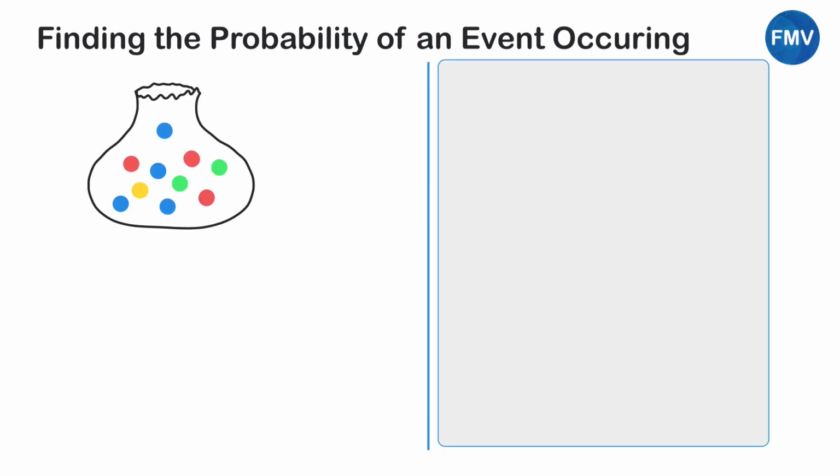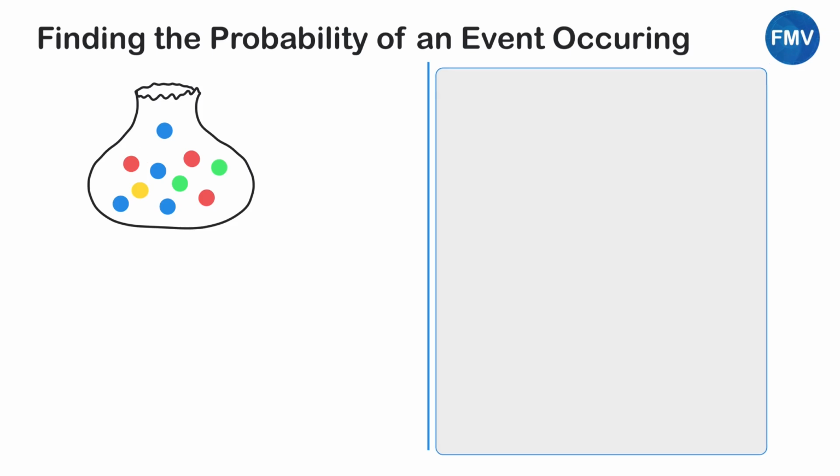So let's look at a different question. So in this question here, first of all, we've got a bag, and in that bag, we've got one, two, three, four blue discs, and we've got two green, three red, and one yellow. So let's just see, first of all, how many discs in total. 1, 2, 3, 4, 5, 6, 7, 8, 9, 10. So there's 10 in total.